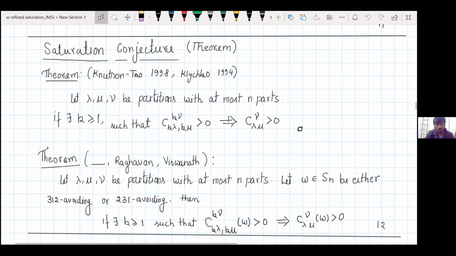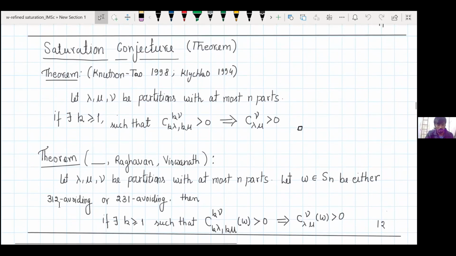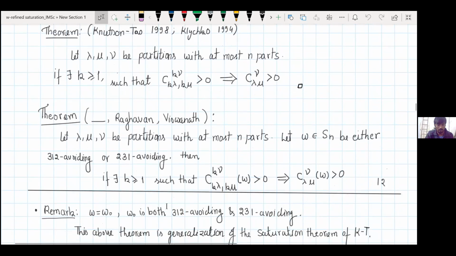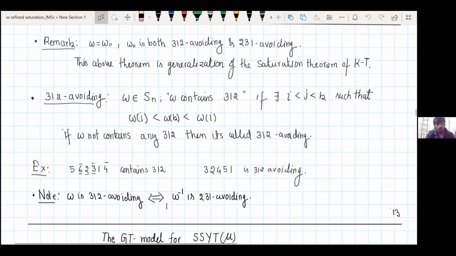So I will slowly build the proof of this, just a sketch of the proof of our saturation conjecture. It totally depends on the Knutson and Tao proof. We adopt this proof and we prove this. This will also work for w equal to 3-1-2 avoiding and 2-3-1 avoiding permutations. If you take w equal to w naught, it's obviously 3-1-2 avoiding and 2-3-1 avoiding.